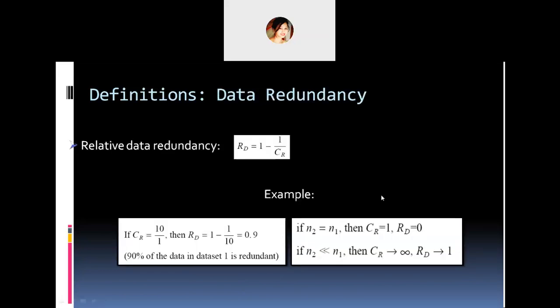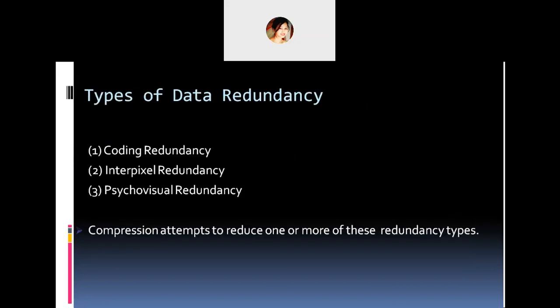Then data redundancy. What is data redundancy? Do you remember these terms? Okay, then I won't discuss them again and again. Then we discussed the types of data redundancy.